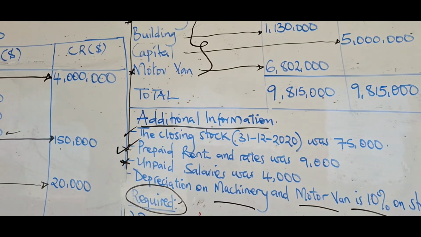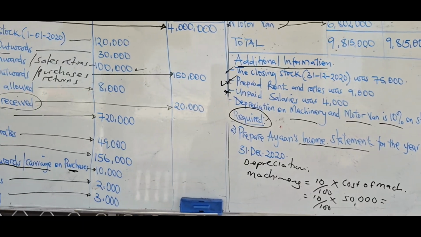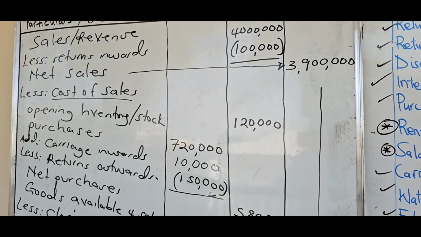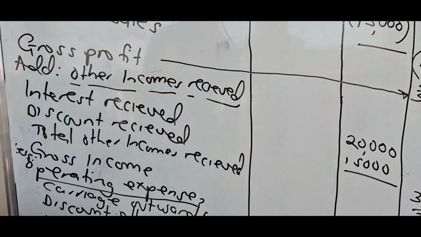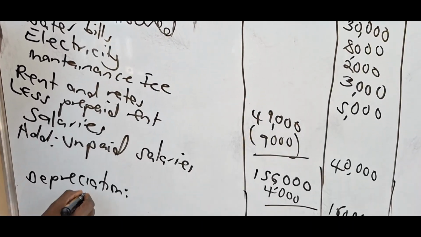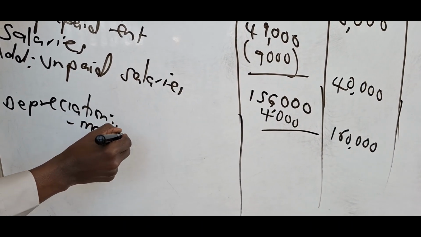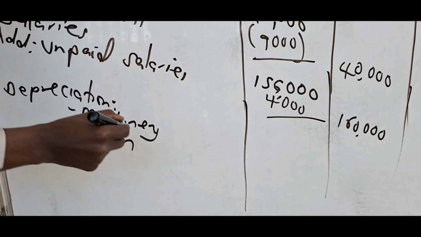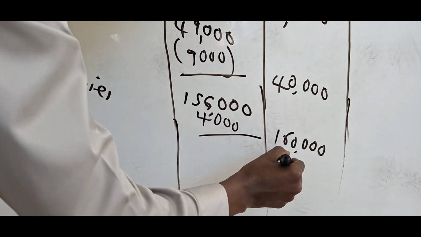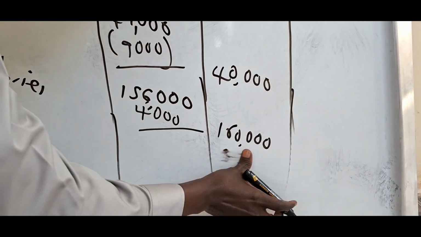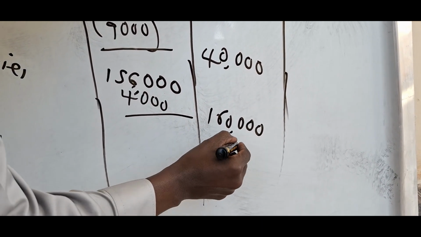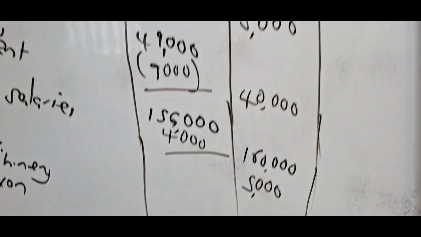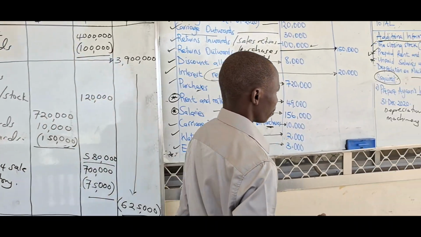Alright. Get 5,000. You come here and report depreciation. Then under depreciation, we shall have machinery, and even you have motor van. For machinery, we have seen it is 5,000. Then for motor van, you do the same. You do this calculation here.